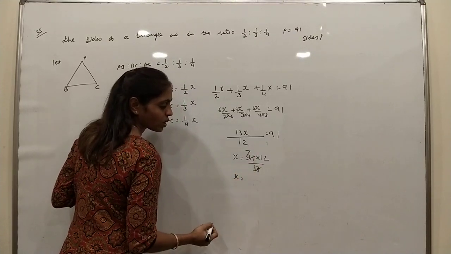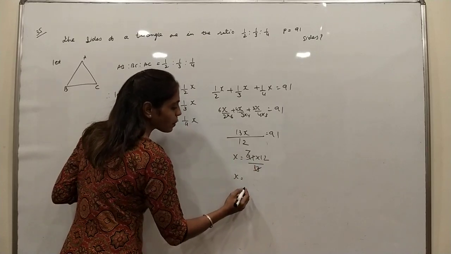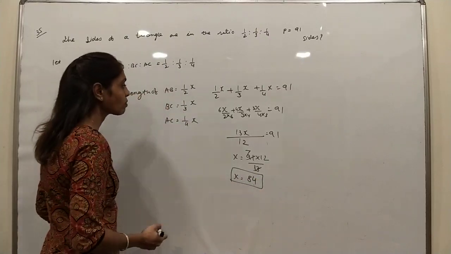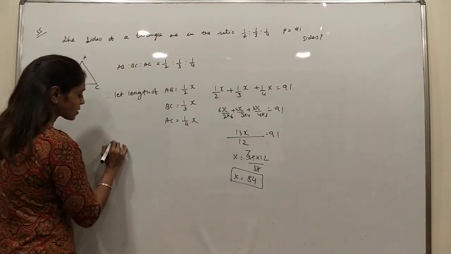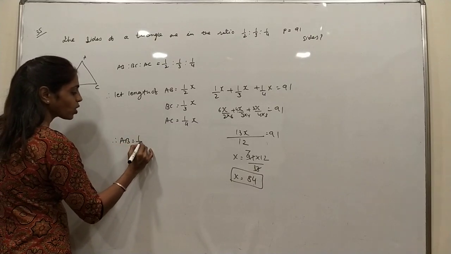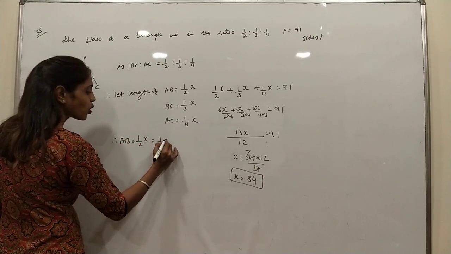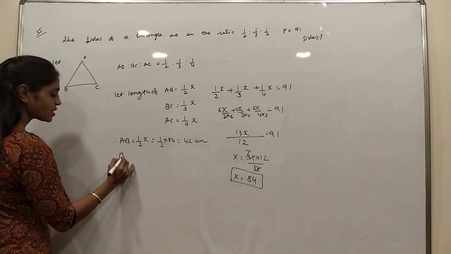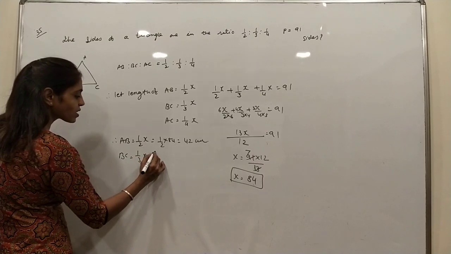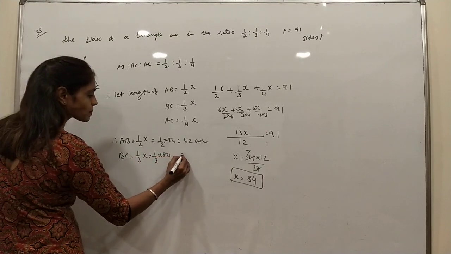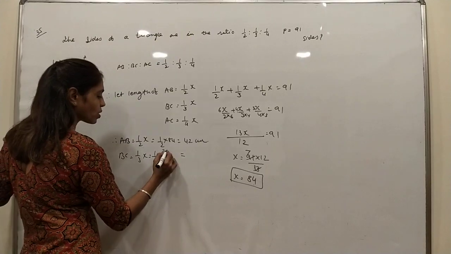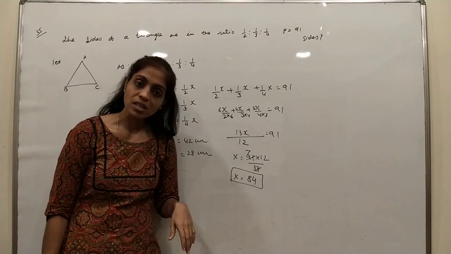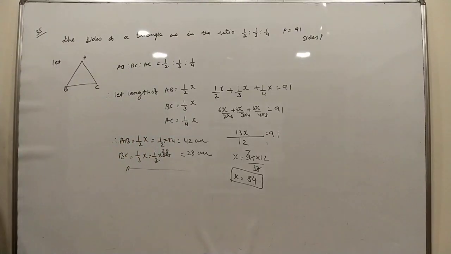13 sevens are 91, so 12 sevens are 84. x is 84. So the length of side AB is 1/2 of x, that is 1/2 into 84, that is 42 centimeter. BC is 1/3 of x, this 1/3 of 84 is 28 centimeter, and AC you can complete the length of the sides of the triangle.